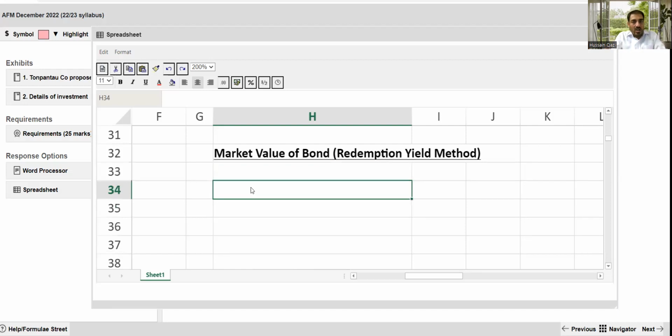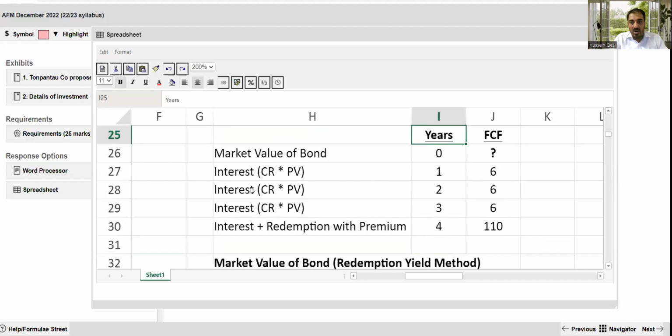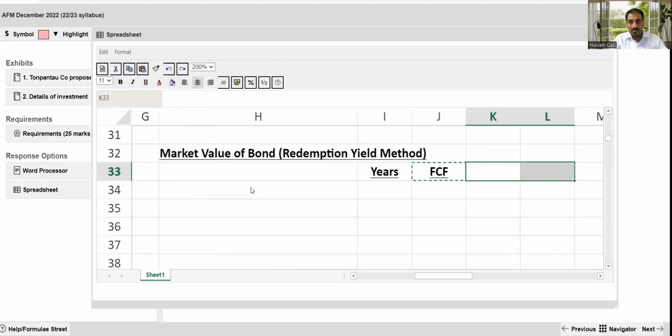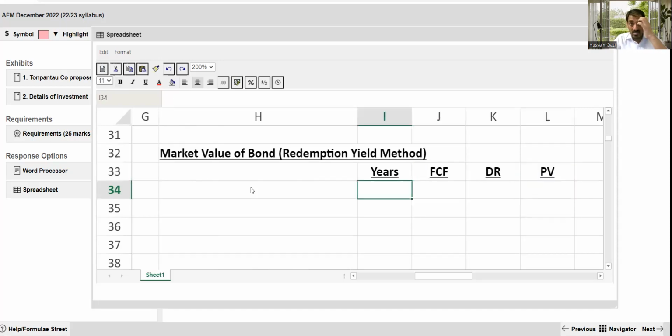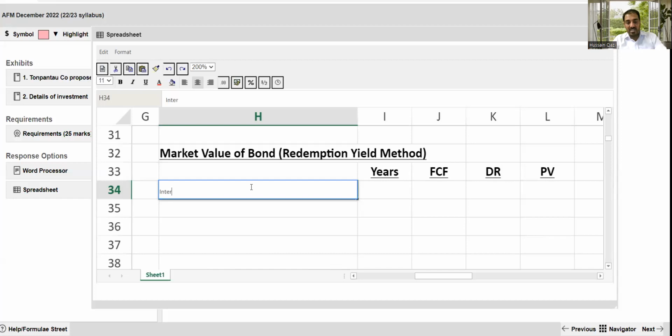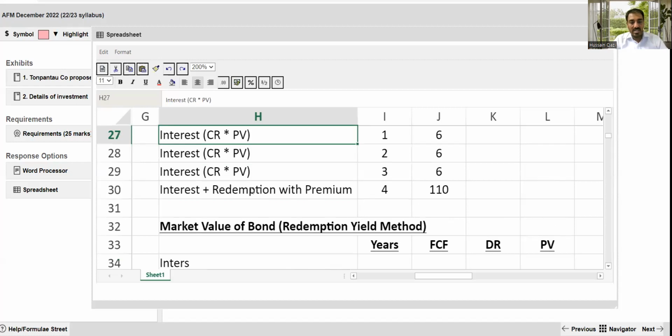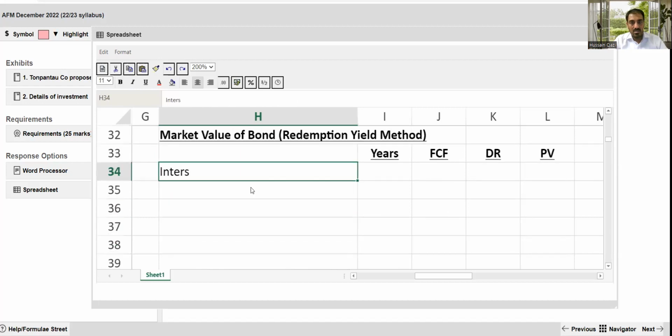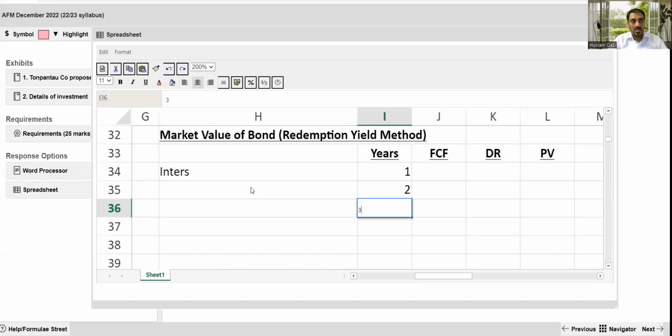Okay, so value of bond. How to calculate the value of the bond? The value of the bond is calculated in this manner. What are the future cash flows? If someone purchased this bond, what are the future cash flows? Number one, interest. Year 1, 2, 3, and year 4.